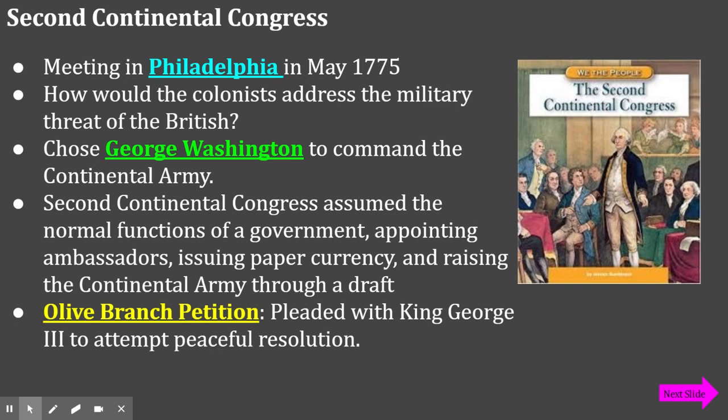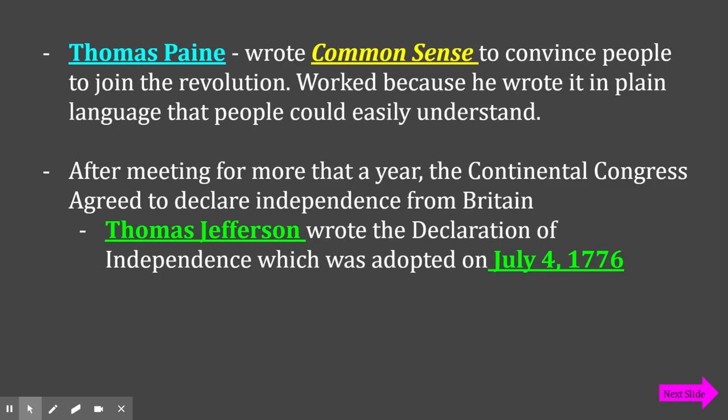Essentially, this is our first government. This is our first federal government in the colonies. And they put together what's called the Olive Branch Petition, that pleaded with King George III to attempt a peaceful revolution. This is the last time they're really going, please, please, please, we don't want to fight, but you're giving us no options. They're still trying to make peace with Britain.